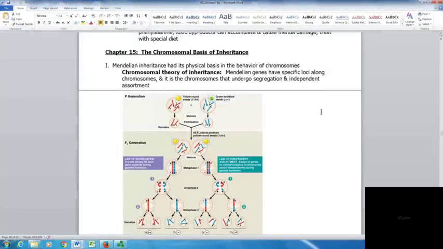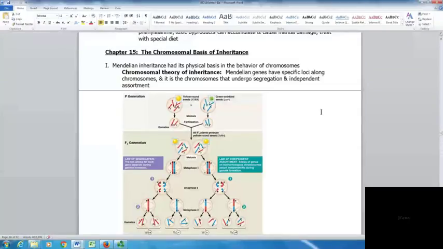In this lecture, we're going to be looking at the chromosomal basis of inheritance. Mendelian inheritance had its physical basis in the behavior of the chromosomes. We know that Mendel's genes have specific locations on the chromosomes, and it's the chromosomes that undergo segregation and independent assortment, so therefore the genes are also going to go with it.